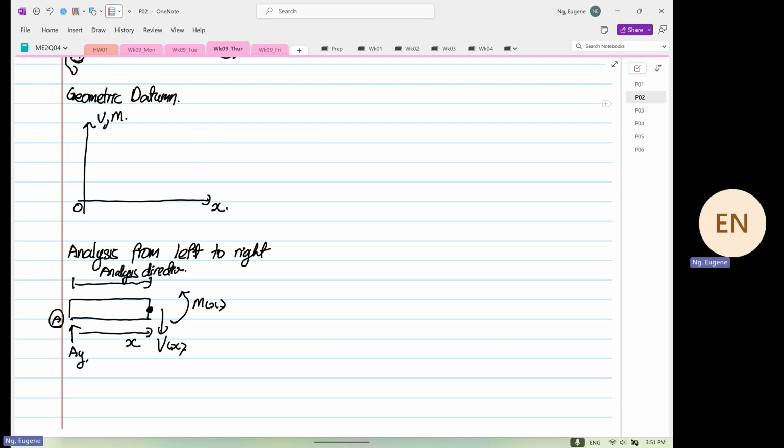So when you do your analysis direction, AY is going up, V at X has to be coming what? Down. And the moment has to be in what direction? Anti-clockwise.